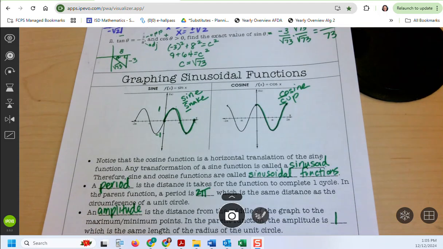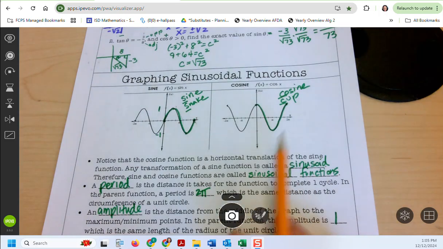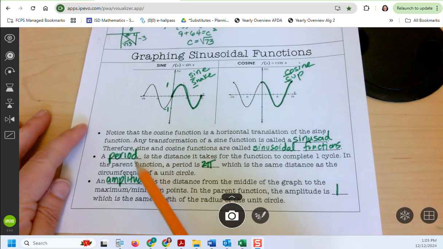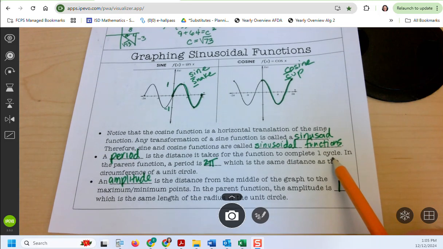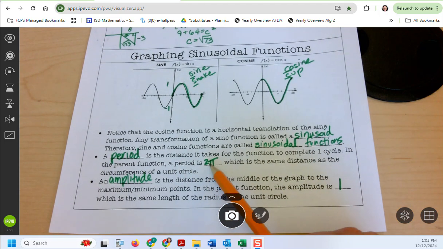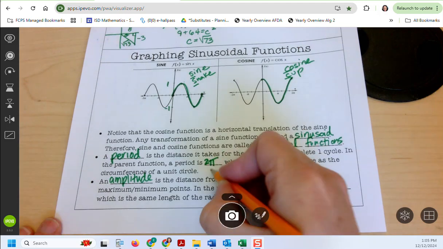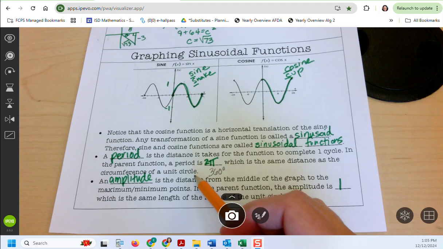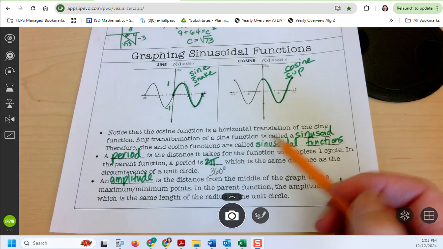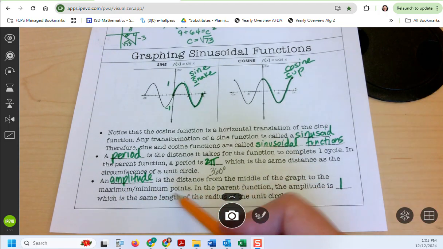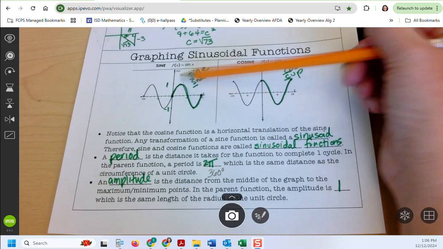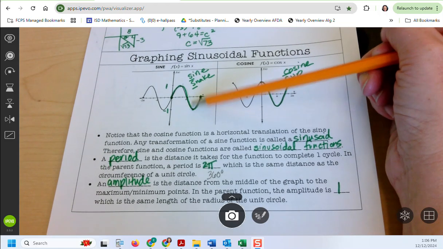Notice that the cosine function is a horizontal translation of the sine function. Any transformation of the sine function is called a sinusoid, and sine and cosine functions are called sinusoidal functions. A period is the distance it takes for the function to complete one cycle. And in the parent function, the period is 2 pi if we're doing radians, or 360 degrees if we're in degrees. This is the same distance as the circumference of the unit circle. The amplitude is the distance from the middle of the graph to the maximum and minimum points. So in the parent function, the amplitude is 1, from the middle to the top, or from the minimum to the midline. It's a distance of 1.